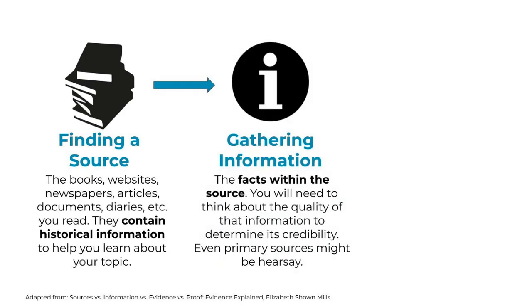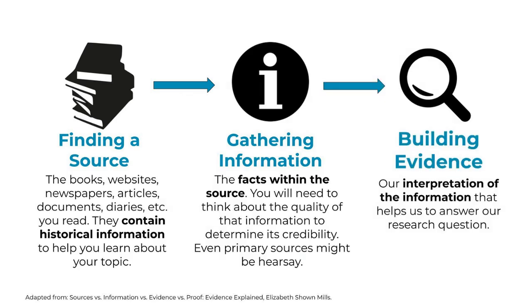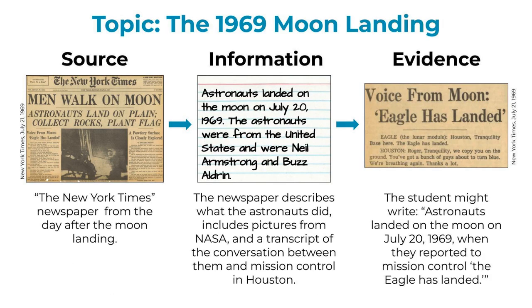We find a source that contains historical information. We gather information by reading the facts within that source, thinking about the quality of the information, the point of view of the author, and why it was created. And we build evidence by analyzing how it connects or doesn't connect to other information we have gathered to answer our research question. For example, we find a newspaper article about the 1969 moon landing. This source doesn't become evidence until we read the information and understand how it helps to answer our research question.